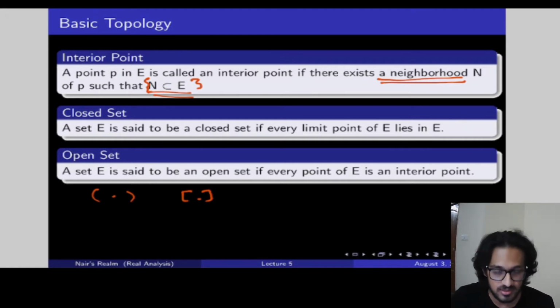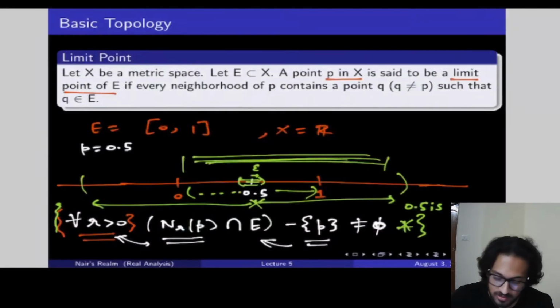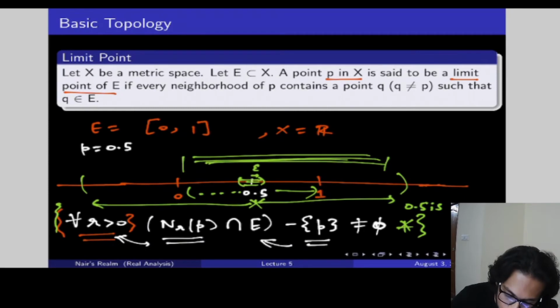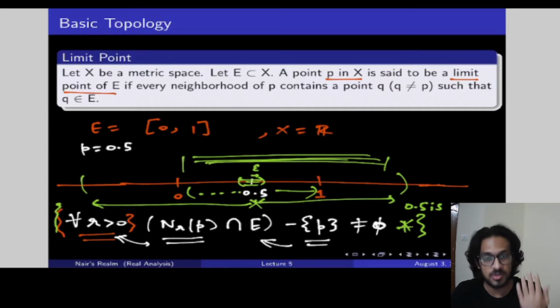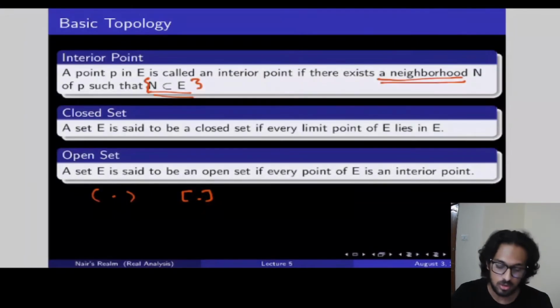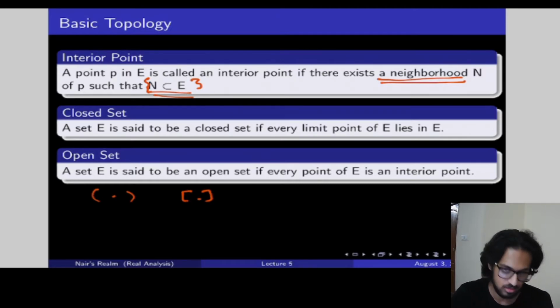So for now, a closed set is basically defined as follows. A set E is said to be closed if every limit point of that set lies in the set itself. If we go back to the definition here, we can see that a point P in X can be a limit point. So it is possible for points outside the set E to also be limit points of the set E. What the closed set definition says is that there can't be a limit point of E that lies outside E, right? So if that is valid, then we can say that the set E is closed.